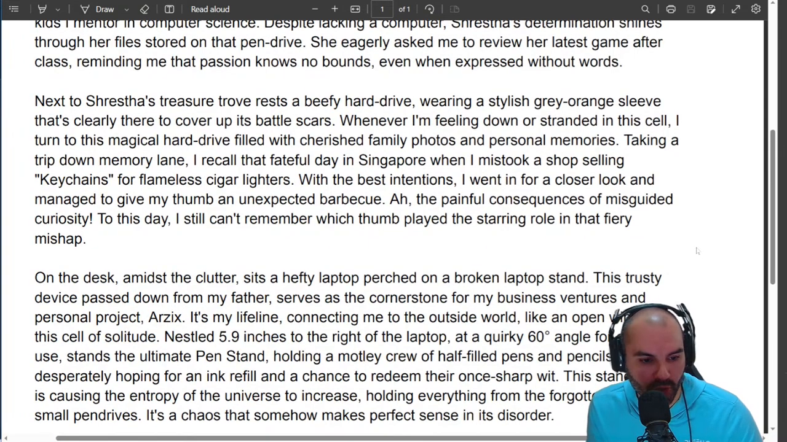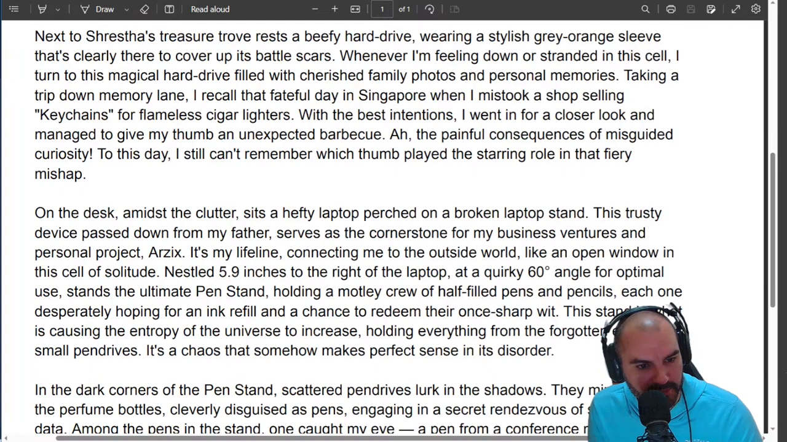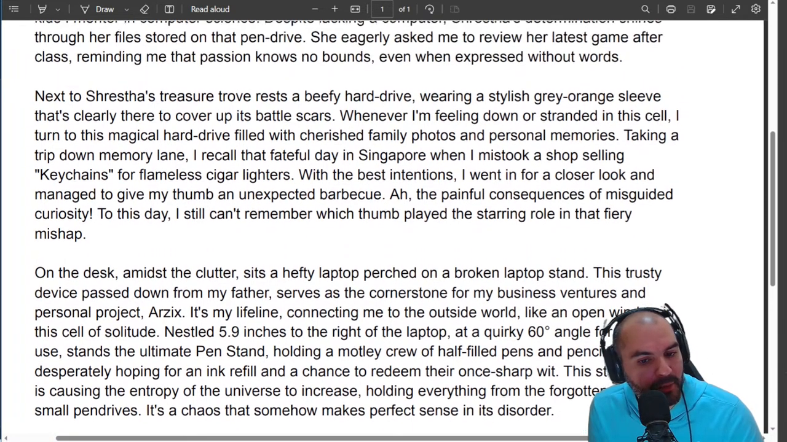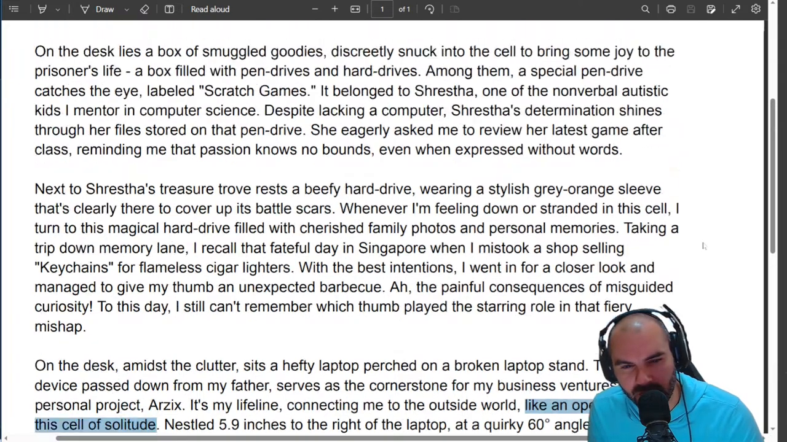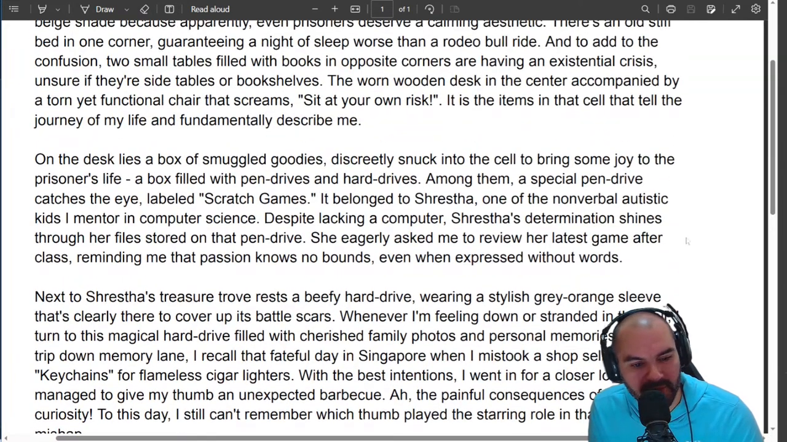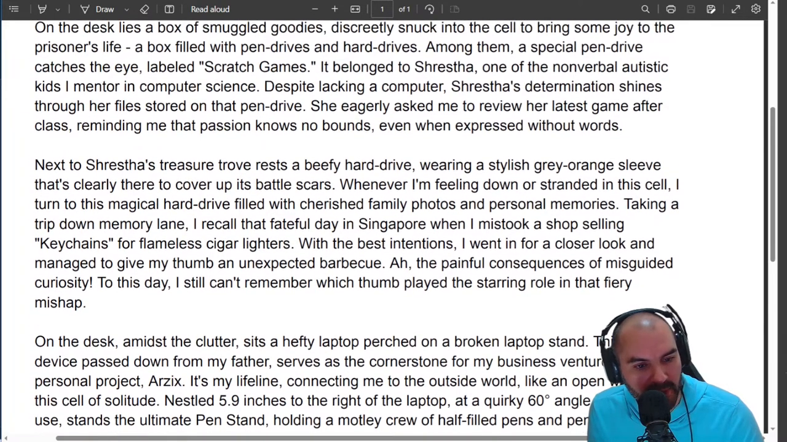You could shorten some words here and there to make some extra space for that. I think there are certain phrases, especially in some of these paragraphs, that are a little bit lengthy. For example, "it's my lifeline." You could just say "my lifeline to the outside world," right? And I would even maybe take out the open window metaphor, because you already described the fact that there's a window there. You gave me some details about that before. So there are little things there where you could cut some extra stuff.